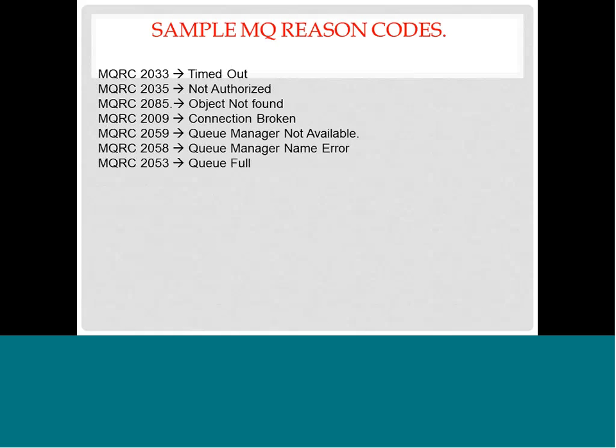There are some sample reason codes that we will use. When an application is facing some issue, it gets an MQ reason code, and by reading the MQ reason code you can troubleshoot the issue accordingly. A few reason codes you will see day to day: 2033 timeout, 2035 not authorized, 2085 unknown object or object not found, 2009 connection broken, 2059 queue manager not available, 2058 queue manager name error, and 2053 queue full condition. These are the sample reason codes.